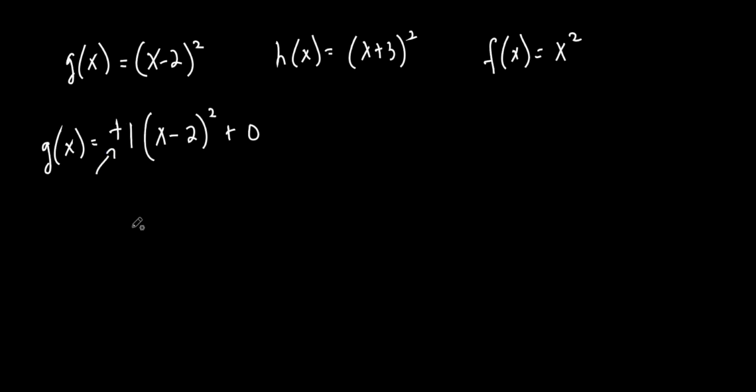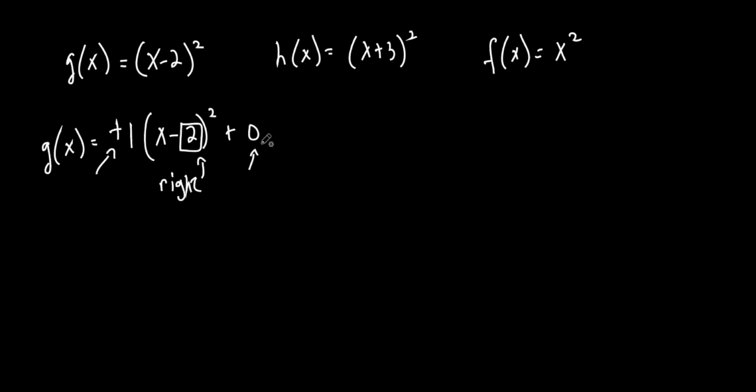What does that positive tell you? What does it tell you that does? It opens what? Up. All right, and this one, the 1 right there, means it's the same shape. It's not steeper or flatter than a regular old x squared graph. All right, that's what that 1 tells you. This right here, this tells you it moves to the what? To the right. So that's what that tells you.